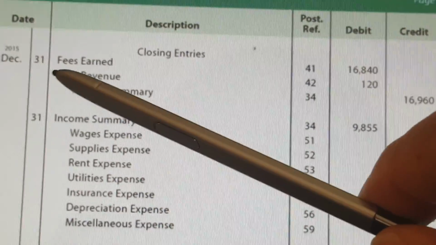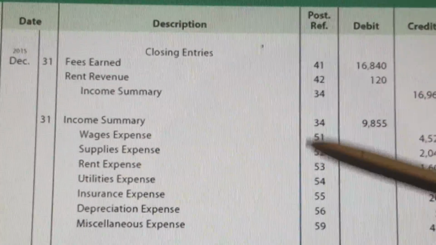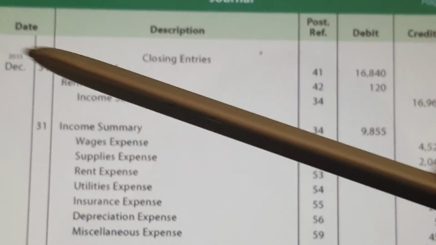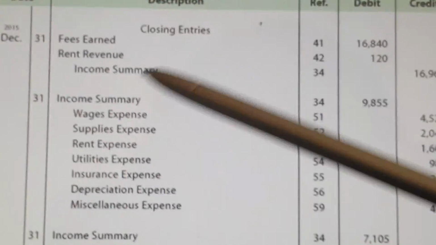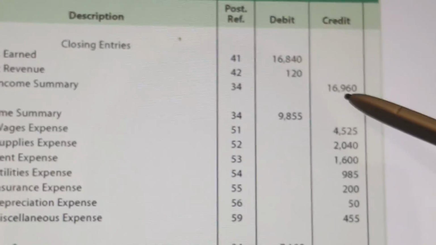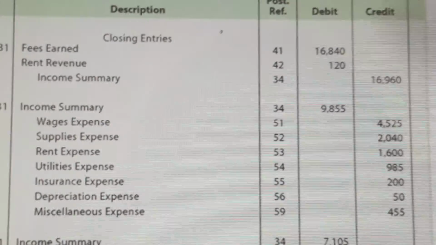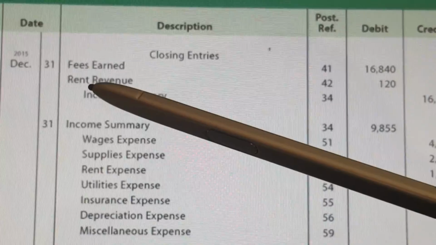So you have the last day of the fiscal year. You're going to list your revenue accounts. You should have nothing in the post reference column at this point because we haven't posted yet, okay? So you're going to list your revenues, and you're going to credit income summary for the total. So you're only going to credit income summary one time. You're going to do one entry for all of the revenues. Does that make sense? Okay.